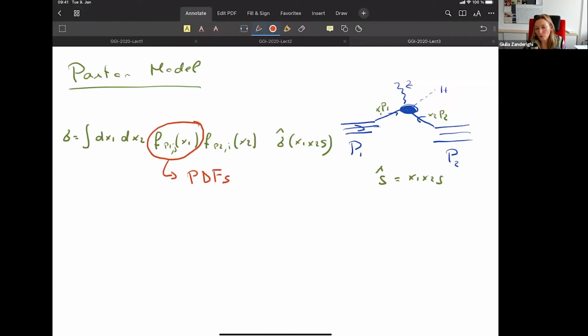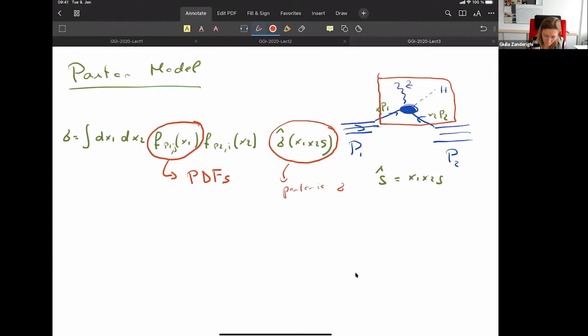So these are really non-perturbative objects. We cannot compute them in perturbation theory, and they are extracted from data. And I will explain a little bit how they can be extracted from data. But they are non-perturbative. While this is our hard scattering cross-section. So this is the partonic cross-section. And for this part of your calculation, you can use perturbative QCD. As we did for the final state, only you now have incoming and outgoing particles, but you really use your Feynman rules. And so this is the part that you compute in perturbation theory.